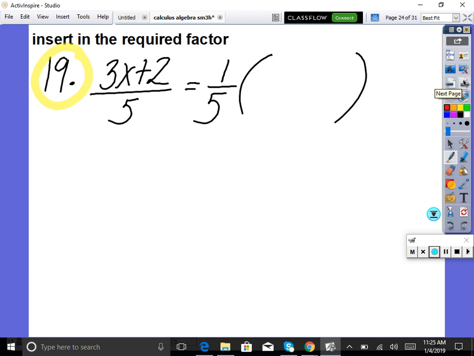Alright, so now let's go to the next section here so you understand how to do each section. Okay, it says on 19, insert the required factor. That means make these equivalent statements. So it's just looking and saying, basically, what did they do? Yeah, they factored out a 1/5. Do you guys see? So if they factored out a 1/5 from here, then left would have been 3x plus 2. Your answer is 3x plus 2. It's that simple to make them equal.